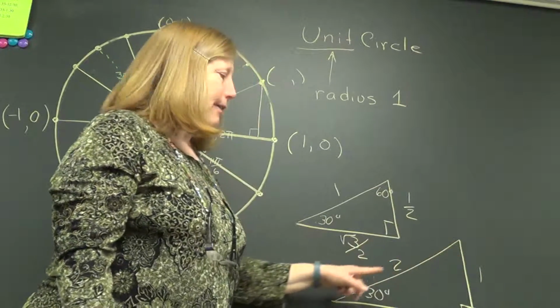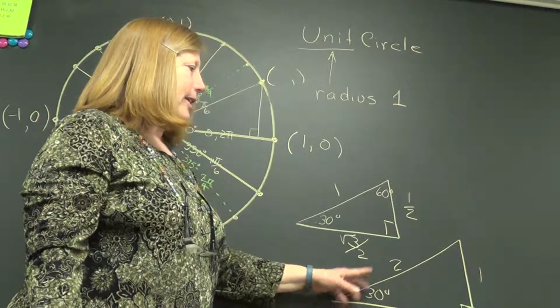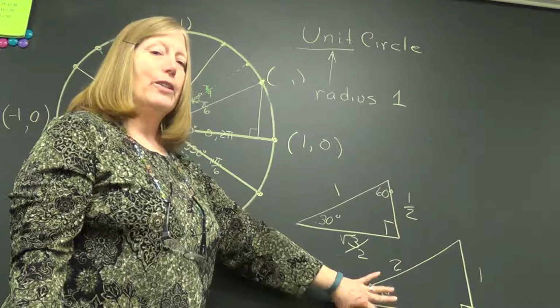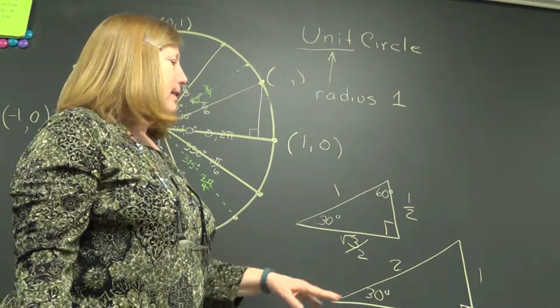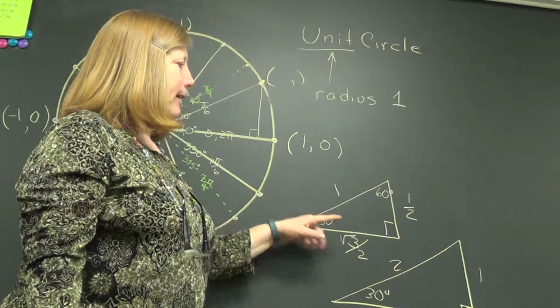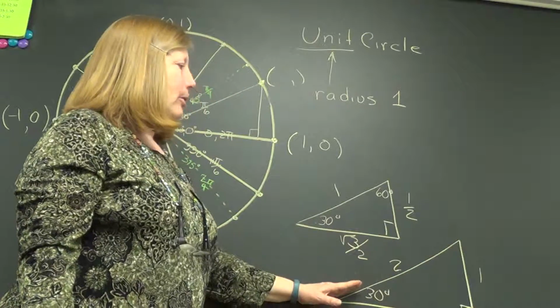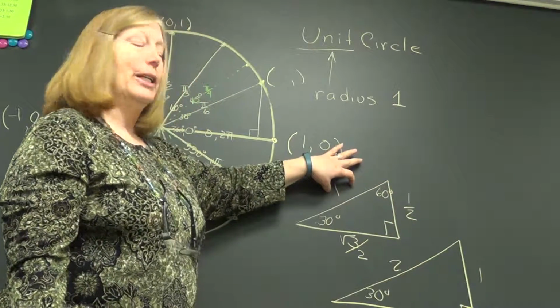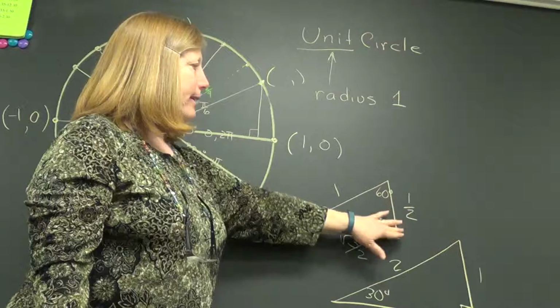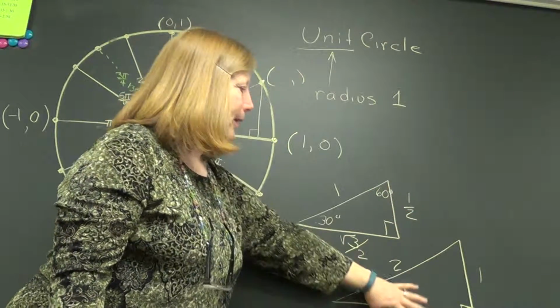Previous class, every 30-60 triangle is proportional to every other one. So I knew this side was 1. The one we learned was 2. So how did they get from 2 to 1? We cut it in half. So to get this side, we cut this in half, and we cut this in half.